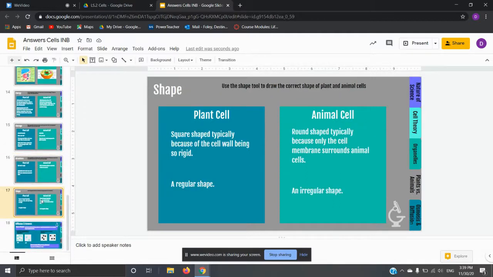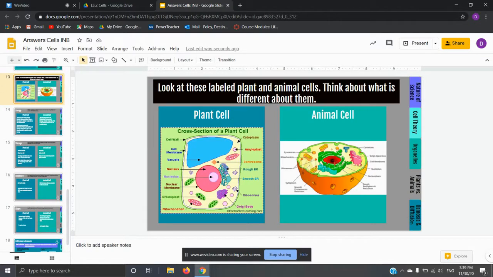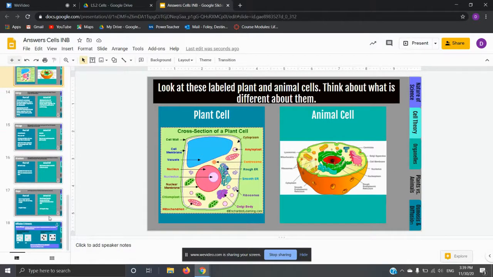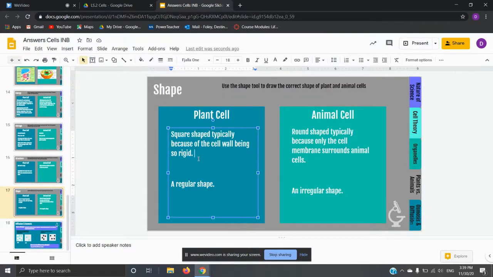And the last slide we have for this section is the shape. What is the shape of these cells? We looked at that at the beginning when we looked at slide 13. You see here that the plant cell is square and the animal cell is round or circular. So the plant cell is square shaped, and this is typically because of the cell wall being so rigid. So it being square shaped means it has a regular shape. It is regularly shaped.